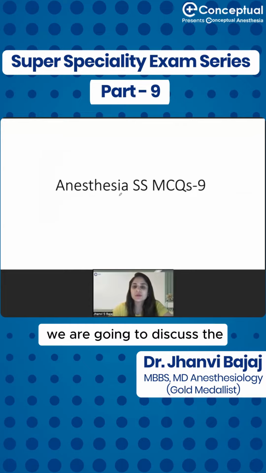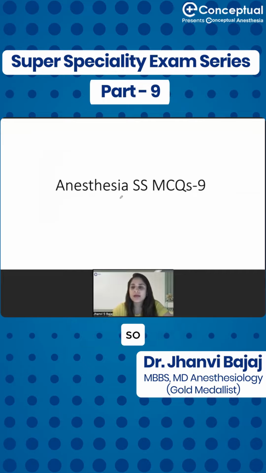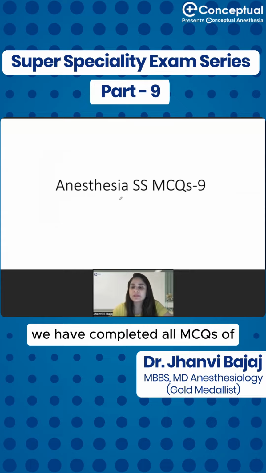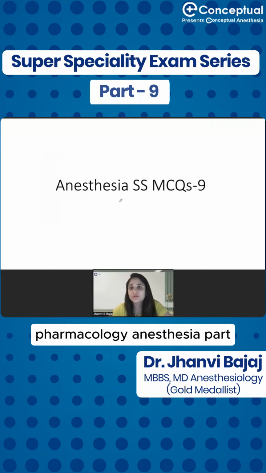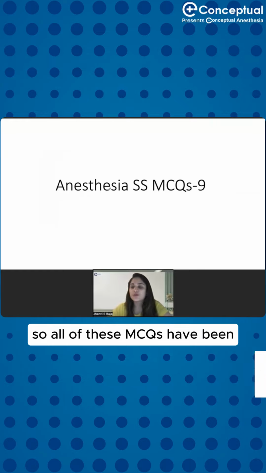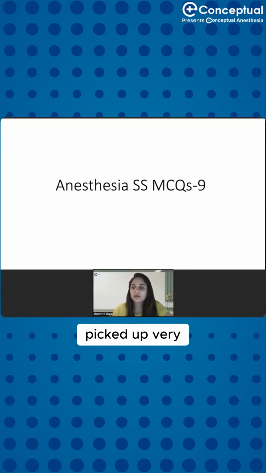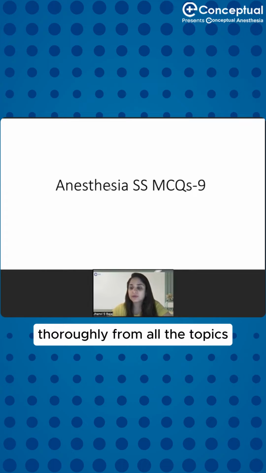And today we are going to discuss the rest of the MCQs from IV anesthetic agents as well as a few from local anesthetics. So, as we all know, we have completed all MCQs of anatomy and physiology related to anesthesia, and now we are on to the pharmacology in anesthesia part. So, all of these MCQs have been picked up very thoroughly from all the topics that are asked about the different kinds of drugs in anesthesia.